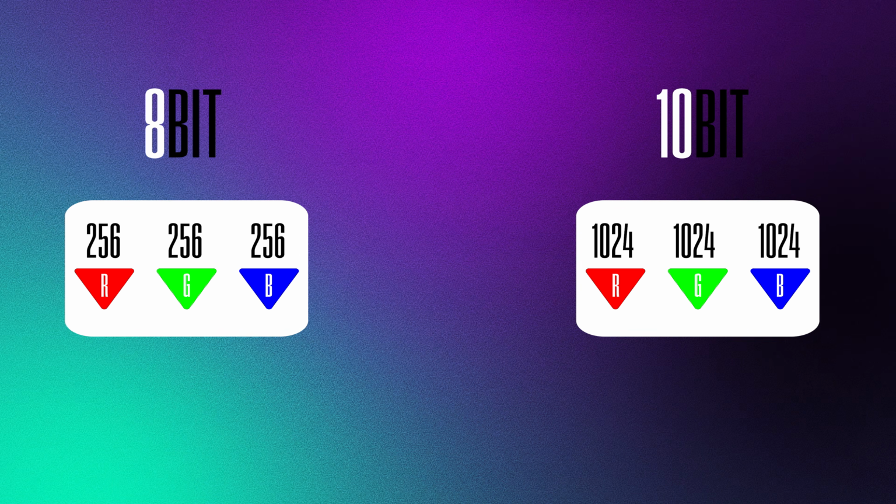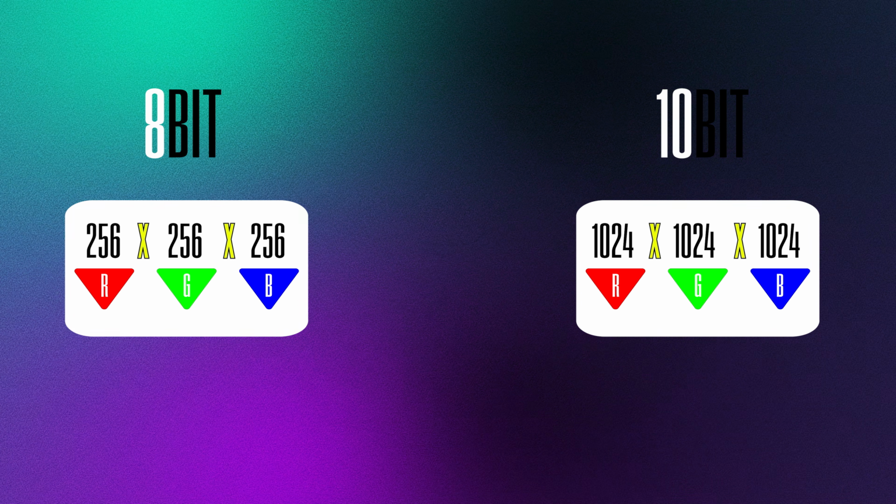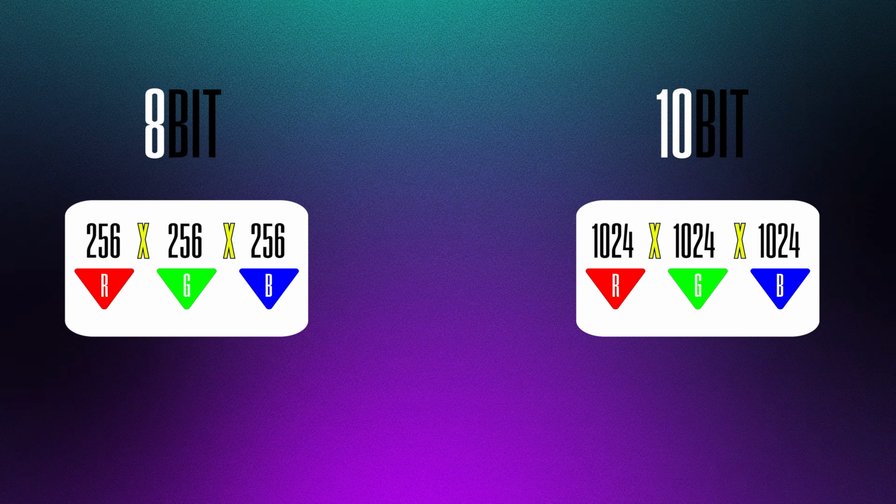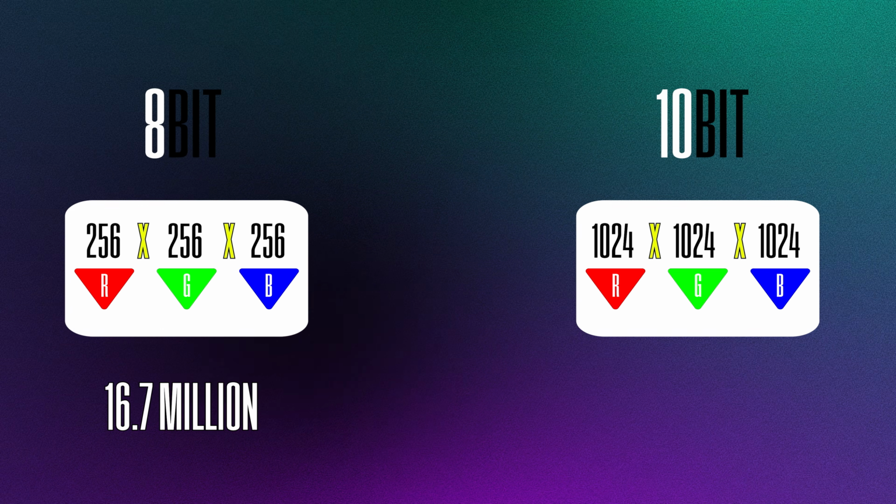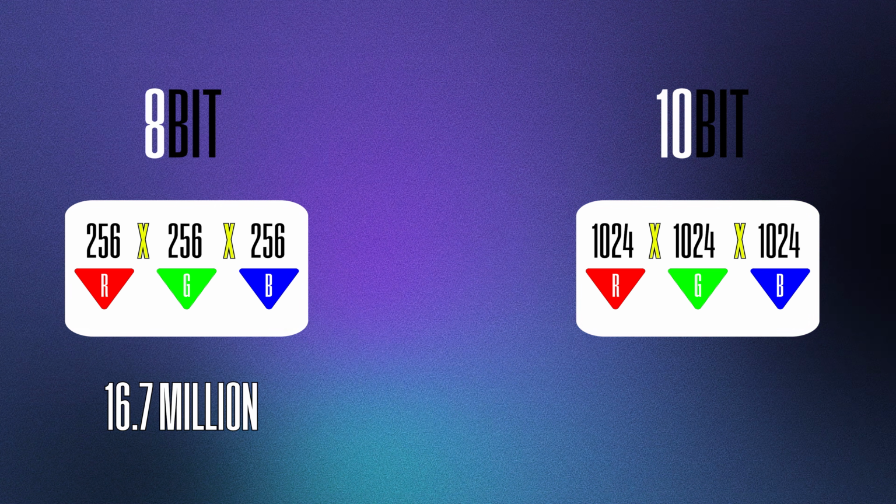Now that doesn't sound like a huge difference, but when you do the math, an 8-bit video in total can show 16.7 million colors, while a 10-bit video can show over 1 billion. What this really means is that you're not only going to get a greater range of colors to be shown in your videos, but also a greater gradation of colors as well.